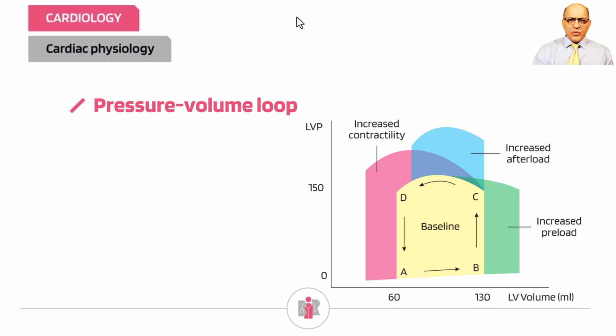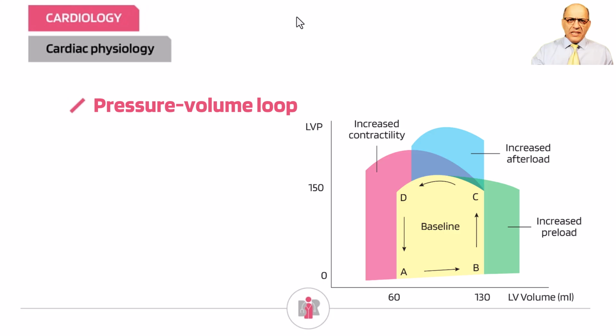Then at A we can see 60 milliliters is in the left ventricle. This is your end systolic volume. You go from A to B, so you increase volume. There's a little bit of increase in pressure because you have more volume. And you get to point B, you have 130 milliliters in your left ventricle, and this is your end diastolic volume.